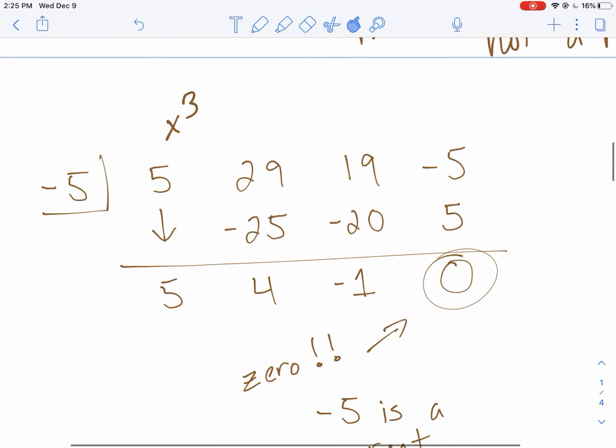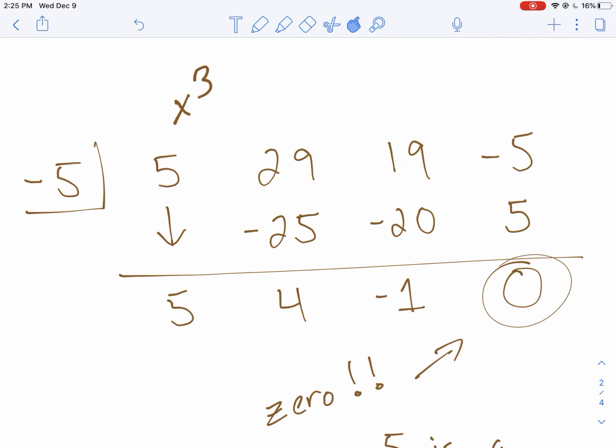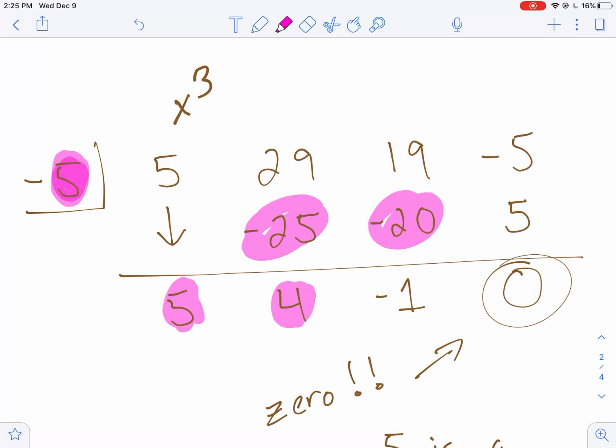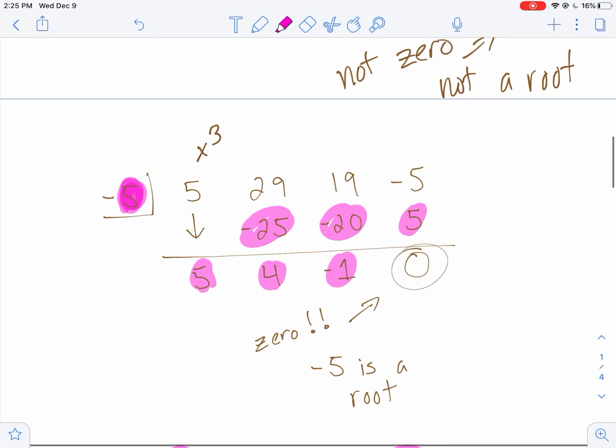But ultimately, remember, try a root, go with the coefficients and your constant term using synthetic division. Drop down the first term, then just multiply this times this, add it, multiply this and this, add it, multiply this and this, add it, and then at the end, you want to get 0.